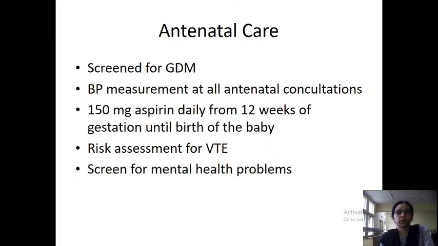And again, obesity is considered to be a strong risk factor for development of venous thromboembolism. So always the risk assessment for VTE should be done during the antenatal visits, and appropriate anticoagulants should always be prescribed to prevent venous thromboembolism episodes in these women. And again, these women are also at risk of developing anxiety and depression. So at every visit, it is ideal for us to screen for mental health problems as well.